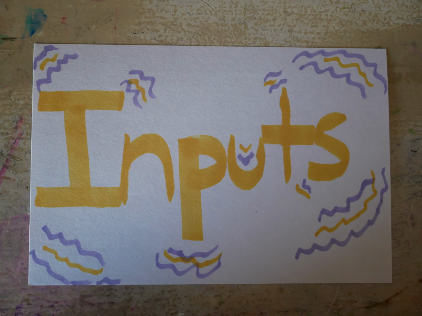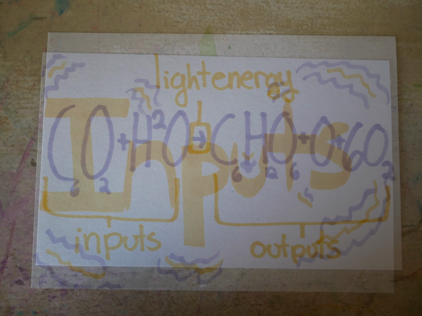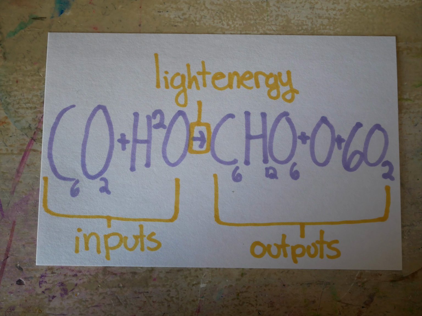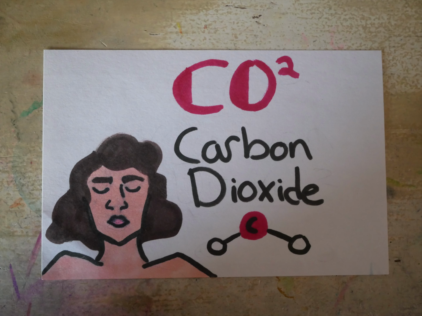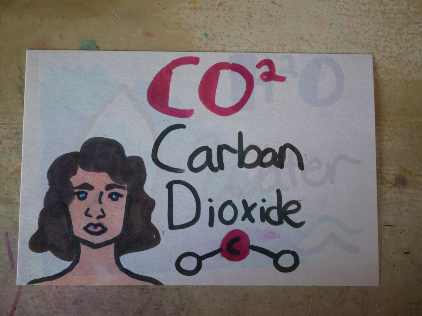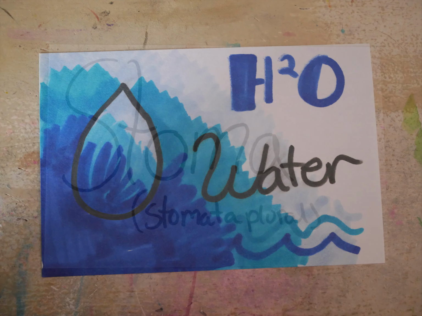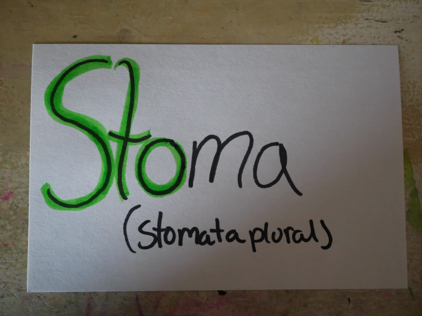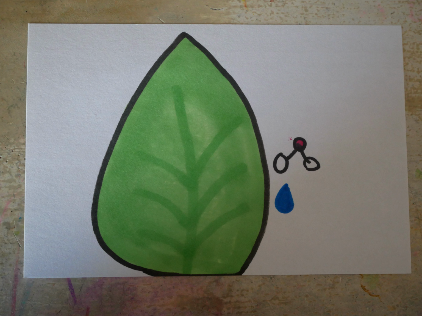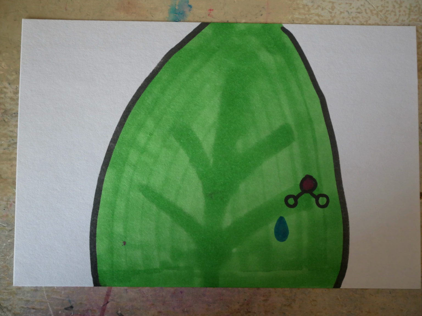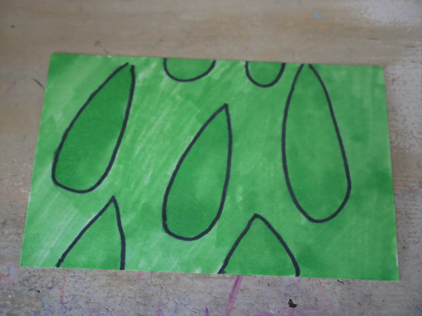So let's start simple. Let's look at the inputs of photosynthesis. We have carbon dioxide and H2O. Carbon dioxide is the stuff we breathe out, and H2O is water. Both of these enter the plant through something called the stoma, or the stomata if you're going plural. These are little tiny pores in the plant, just like the pores on your face. And inside, we get to the inner workings of the plant.